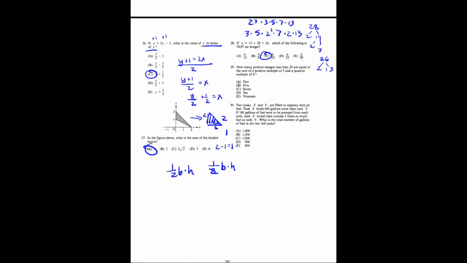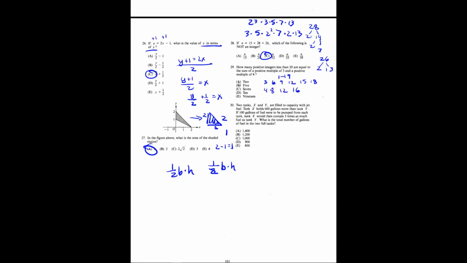Number 29. How many positive integers less than 20 are equal to the sum of a positive multiple of 3 and a positive multiple of 4? So the integers that are less than 20 and positive, we have 1 through 19. And they're the sum of positive multiples of 3 and positive multiples of 4. Let's write out the multiples of 3. We've got 3, 6, 9, 12, 15, 18. And the multiples of 4, we have 4, 8, 12, 16.